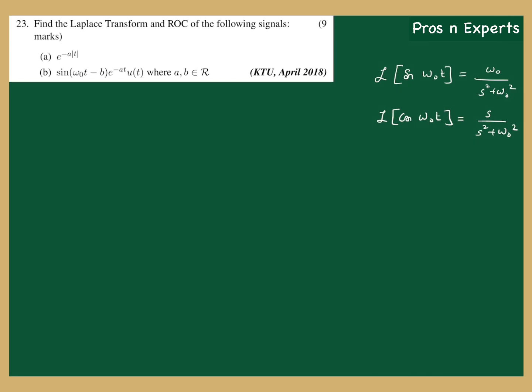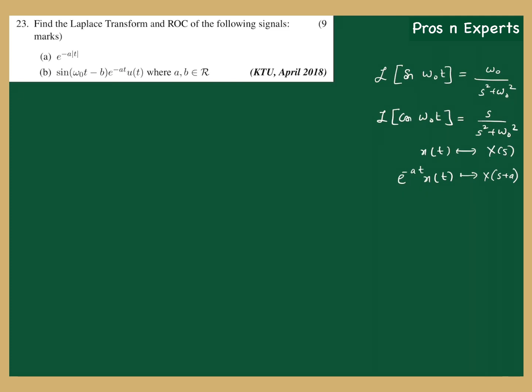And maybe you have to remember one more property of Laplace transform, which says that if x of t has a Laplace transformation x of s, then e raised to minus at x of t will give you frequency shift, which is nothing but x of s plus a. You have to take note of the sign conventions also. If it is e raised to minus at, the shift will be s plus a. So if you know these three relations, it's very simple to solve this.